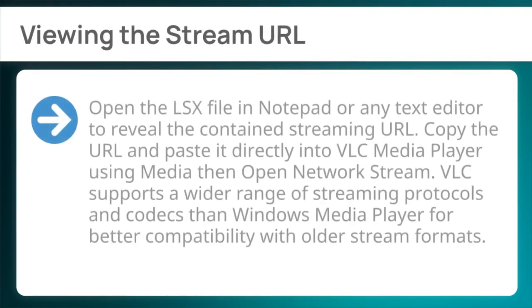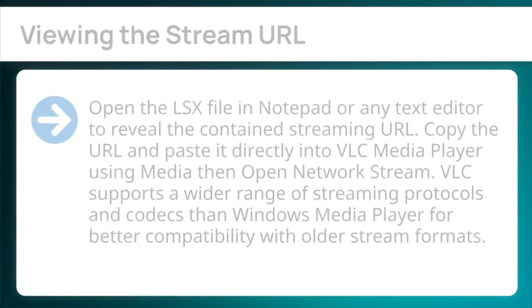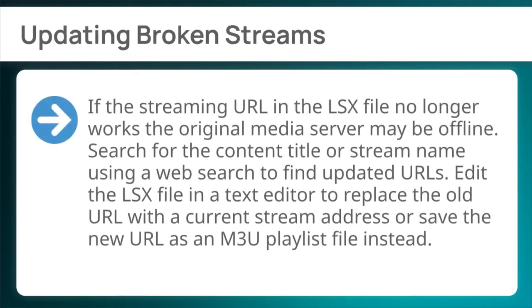Next, viewing the stream URL. Open the LSX file in Notepad or any text editor to reveal the contained streaming URL. Copy the URL and paste it directly into VLC Media Player using Media, then Open Network Stream. VLC supports a wider range of streaming protocols and codecs than Windows Media Player for better compatibility with older stream formats. Finally, updating broken streams.